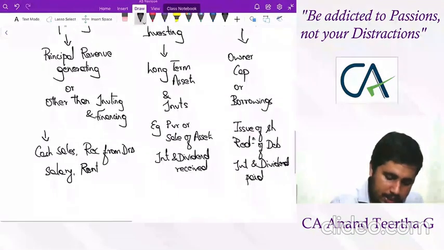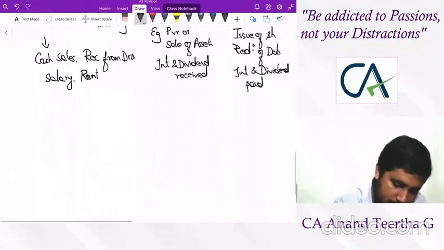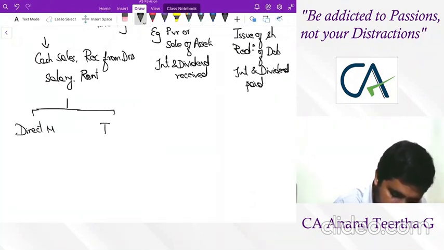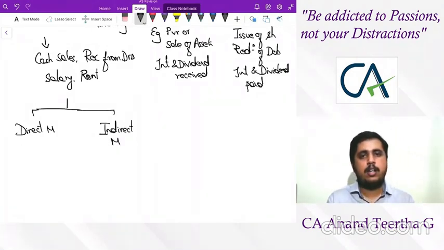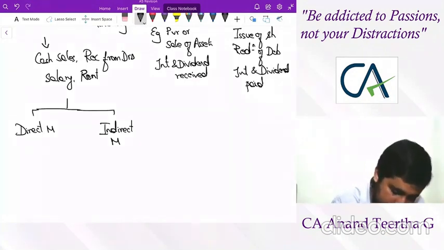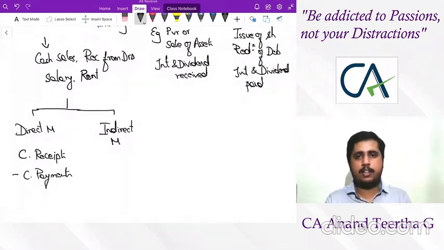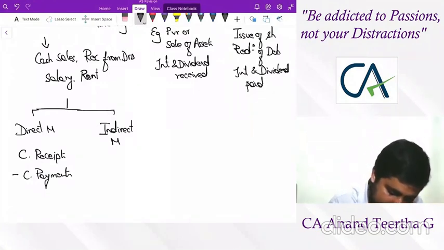Then when it comes to operating activity, the calculation could be done in two ways. One is the direct method, the second one is the indirect method. Now, under the direct method, how is it done? It is basically cash receipts minus cash payments. Anything related to operating cash receipts and cash payments, receipts are added, payments are deducted. That's it. What about the indirect method?